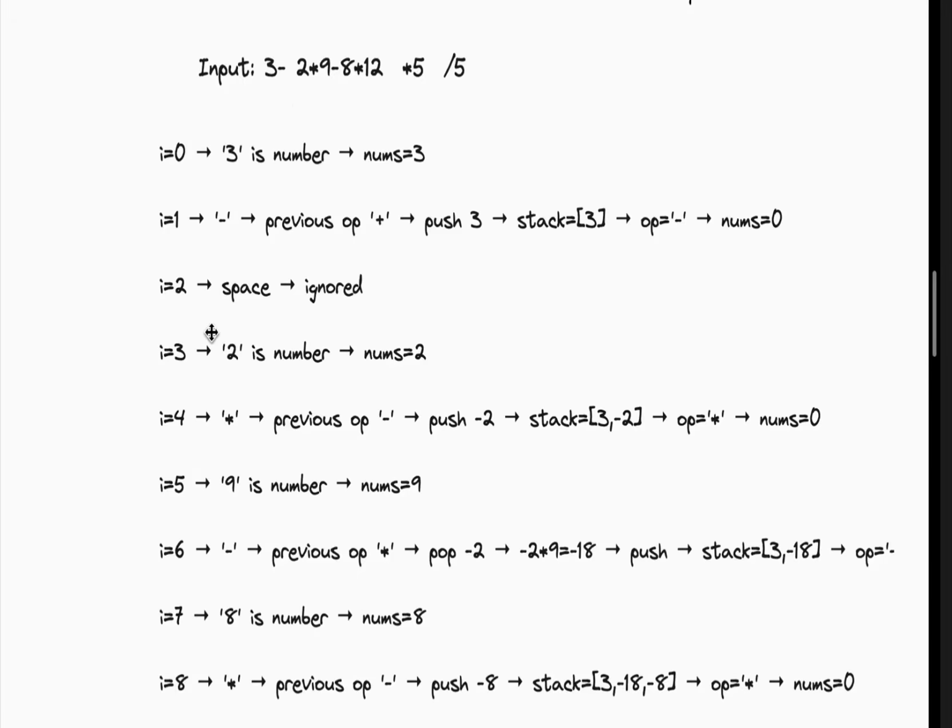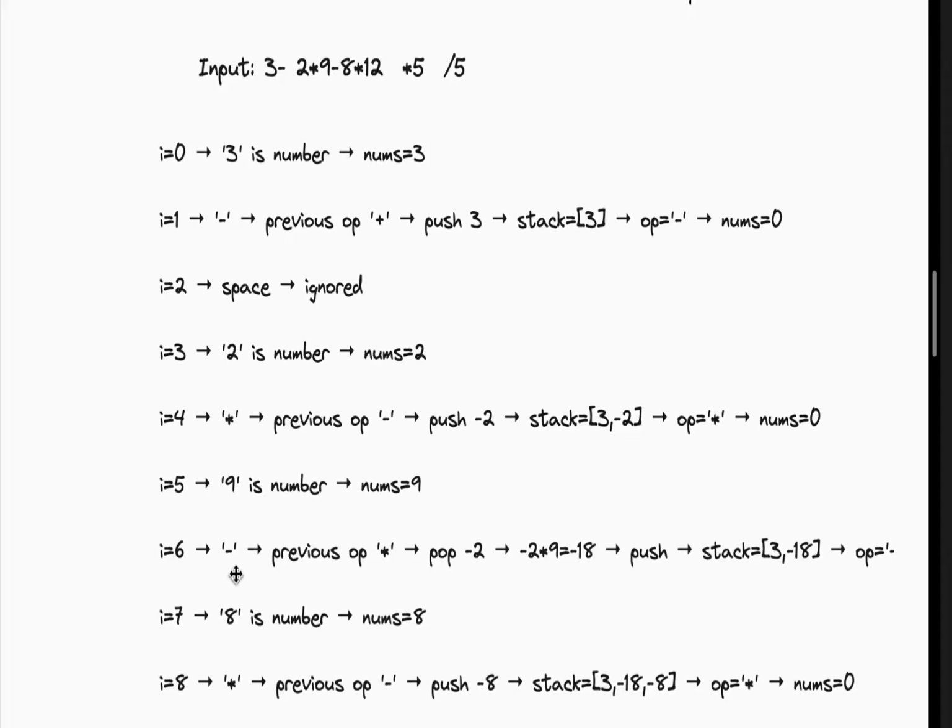There is a space, we will ignore it. 2 is a number, so num is 2. Then we have multiplication, the previous operator was subtraction, so we will push minus 2. So now the stack will have 3 and minus 2. Okay, now the operator will become multiplication, and num is again 0. At i equals 5, 9 is a number, so num is 9.